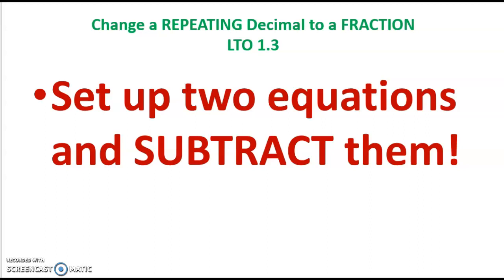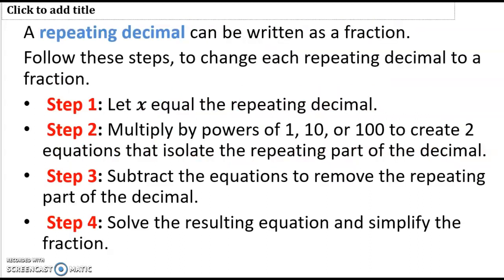Now we're going to look at a procedure for how you change a repeating decimal to a fraction. So basically, the procedure for this is you're going to set up 2 equations and you're going to subtract them. Now, let me try to show you how you're going to go about doing this by looking at the steps. So there are 4 steps that we need to follow when you're trying to change a repeating decimal to a fraction. Step 1, let x be the repeating decimal.